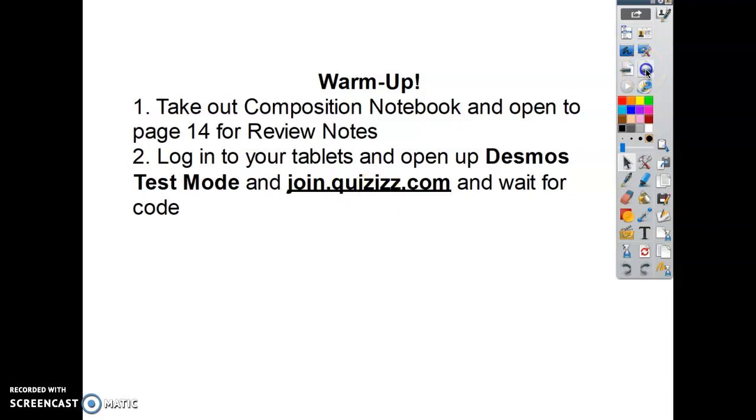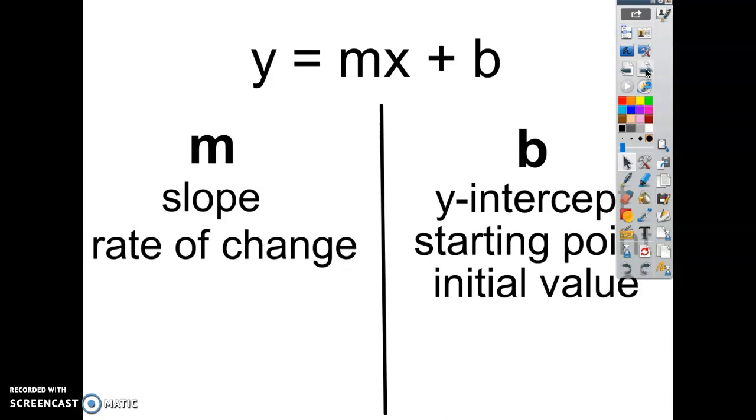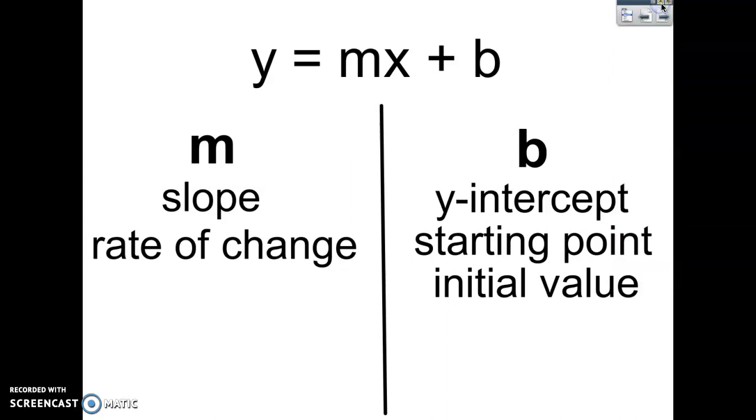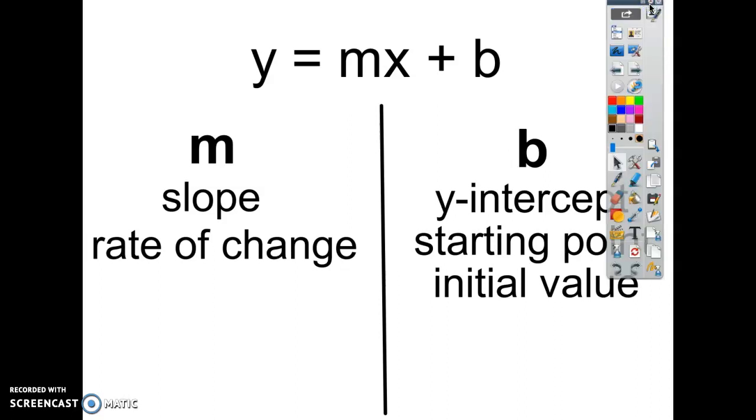So we're going to start off the notes by writing this down. I want everybody to write this down. This is the slope-intercept form, called y equals mx plus b. You're writing it on page 14 or whatever page is available for you to write on. You can pause the video to write all this down and then press play when you're ready.